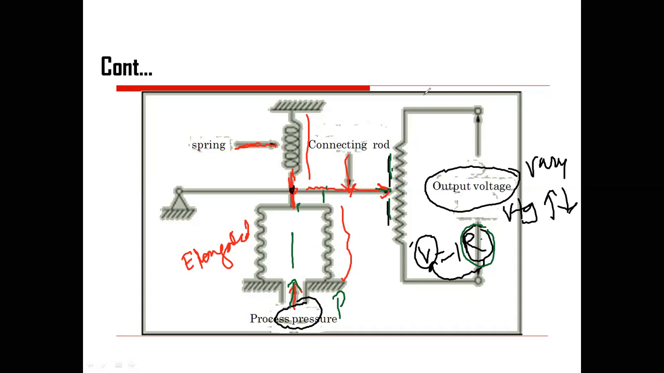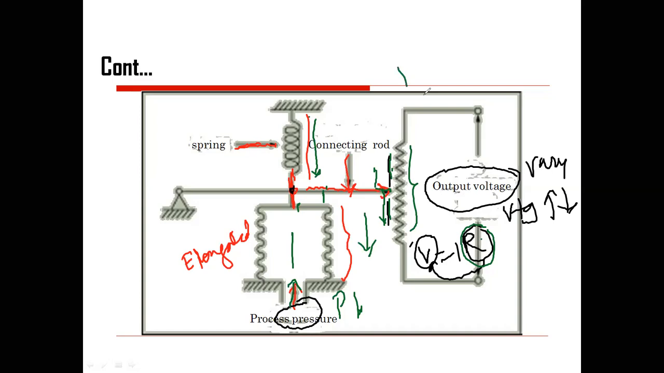When this is moving in the upward direction, it is going to exert pressure on the spring, so the pointer will move in the upward direction. As you reduce the pressure, the elongation or deformation will reduce, and this spring will provide the strength to move in the downward direction along with the connecting rod, varying this particular resistance. So the output generated is nothing but the effect of the change in resistance caused by the applied pressure, which causes variation in the voltage.